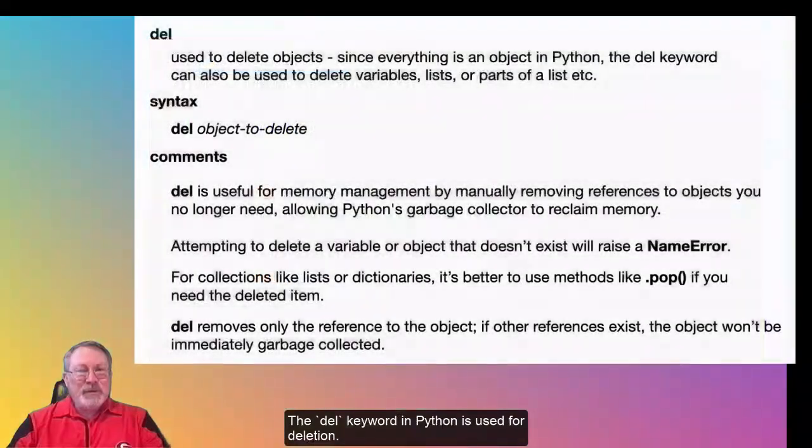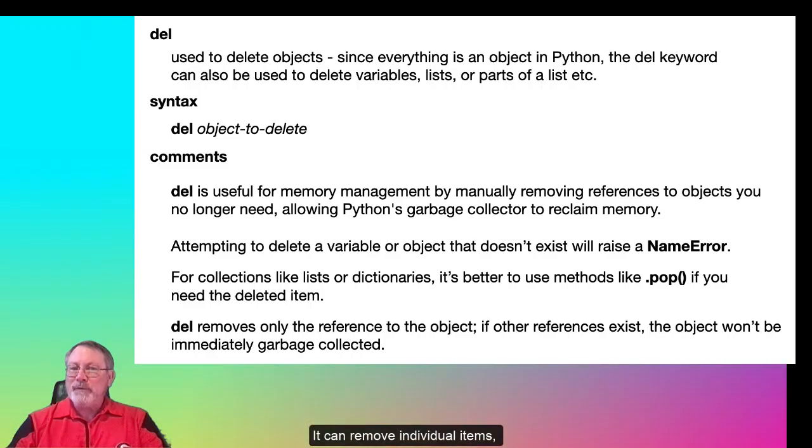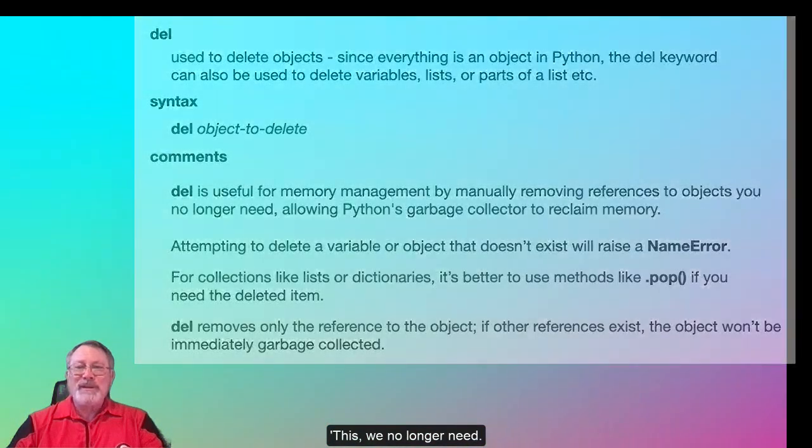The del keyword in Python is used for deletion. It can remove individual items, slices from a list, or entire variables, effectively erasing them from the namespace. It's Python's way of saying, this we no longer need.